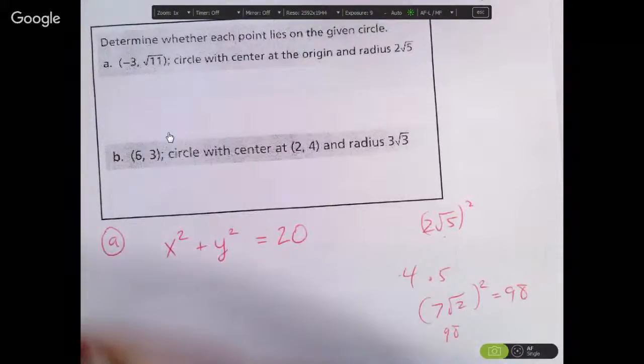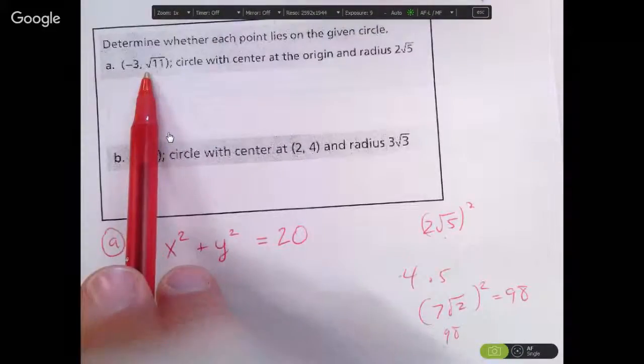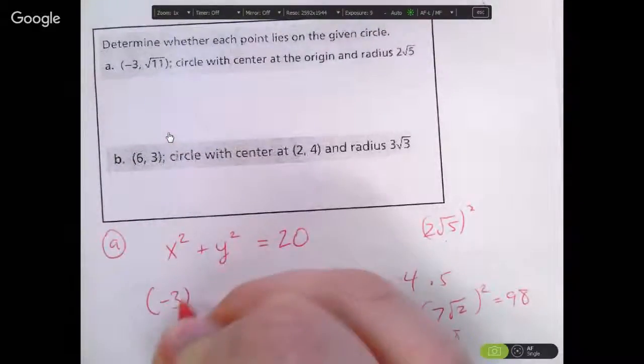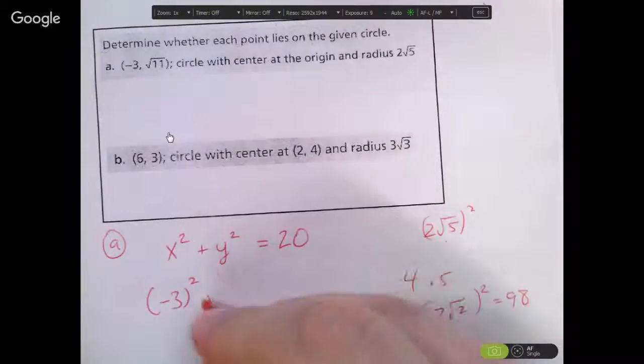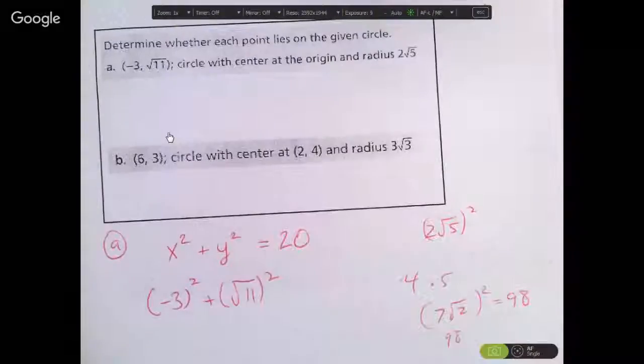How can we figure out if this point is on the circle? Plug it in and see if it equals 20. Awesome. So negative 3 squared plus... you get 7 radical 2. Don't you have to do x minus negative 2?